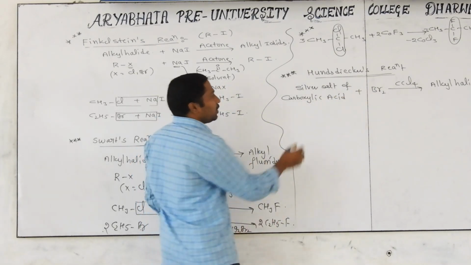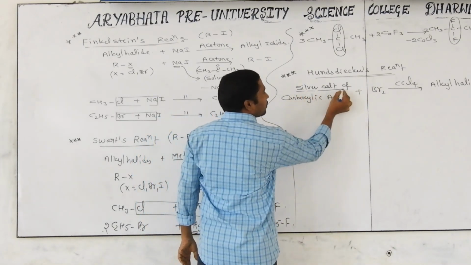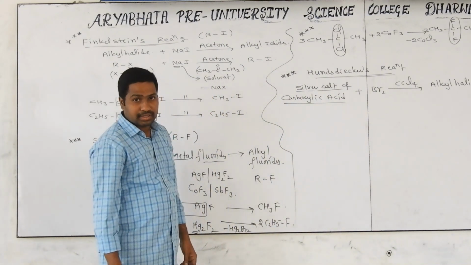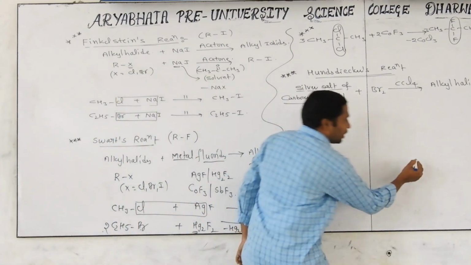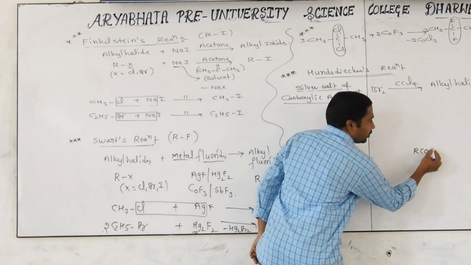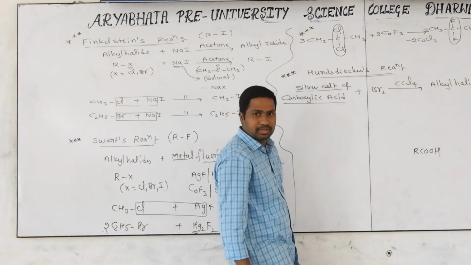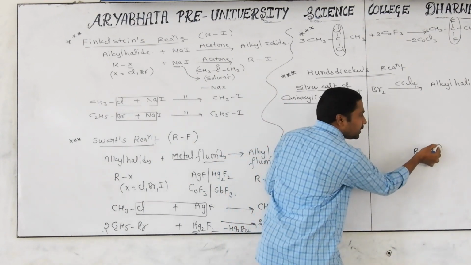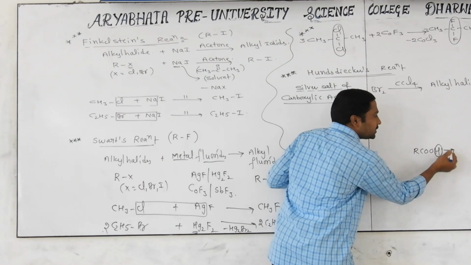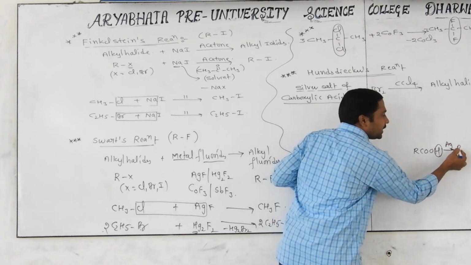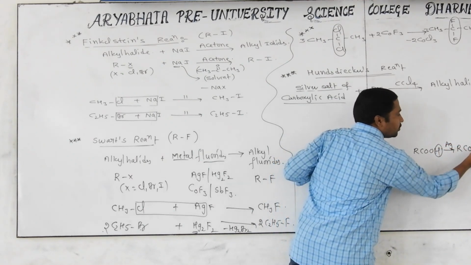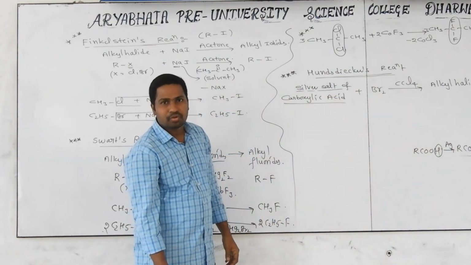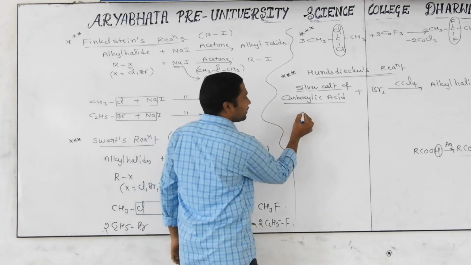Okay, first of all, what is the meaning of silver salt of carboxylic acid? You know the functional group of carboxylic acid. What is that? RCOOH. This is the functional group of carboxylic acid. Silver salt means what has to be done? The hydrogen is replaced with silver. Then we get RCOOAg. That's what we call a silver salt of carboxylic acid. I am writing that over here.